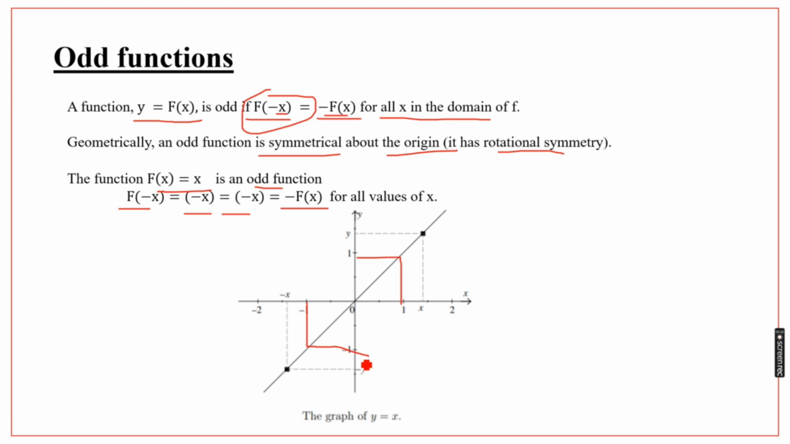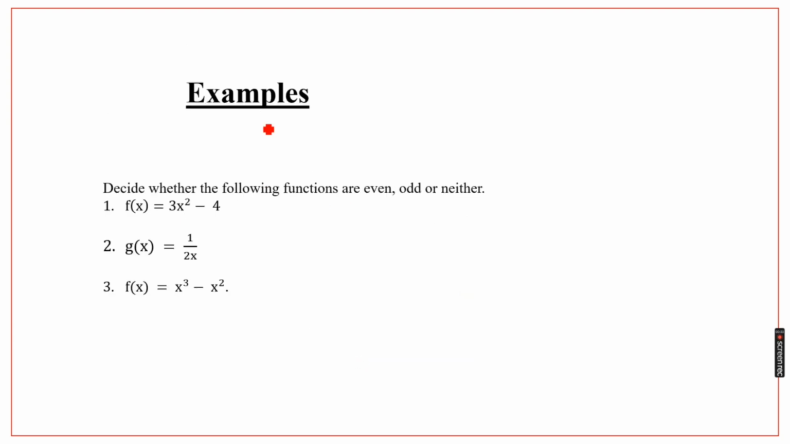But for the even function, the graph is symmetric about the y-axis, and in the odd functions, it's symmetric about the origin. That is the main difference.